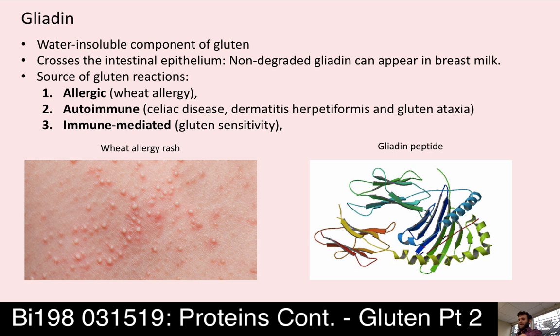Dermatitis herpetiformis is essentially like cold sores on your mouth, but like everywhere, real painful. And gluten ataxia, that's like a neurologic problem.